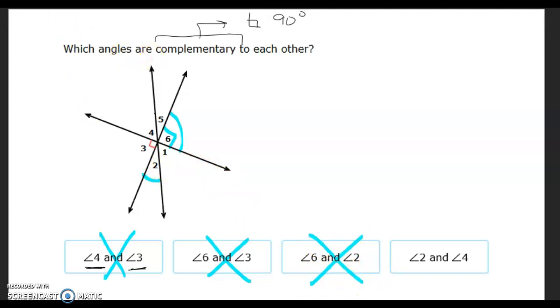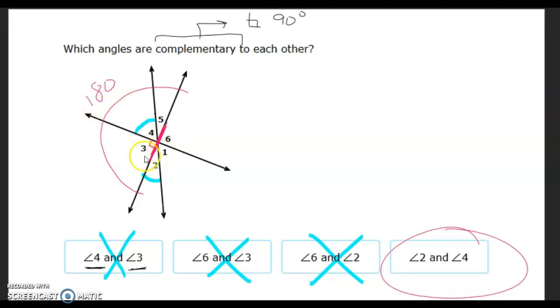Let's just try angle 2 and angle 4. They're both tiny angles. Now, the reason I know that these two are 90-degree angles, and this will be a complement of each other, is because this right here is a straight line, right? So that whole thing is 180 degrees. Well, angle 3 takes up 90 of it. So that means from here to here, this must be 90 degrees. So even though I don't know the angle of angle 5, I know that 4 and 5 would make 90 degrees.